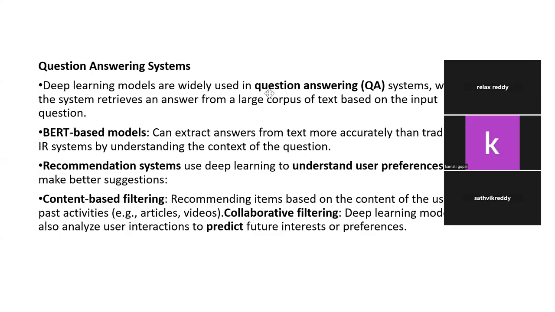Additionally, deep learning powers recommendation systems through content-based filtering, which suggests items based on a user's past activities, and collaborative filtering, which analyzes user interactions to predict future preferences. These advancements make QA and recommendation systems more intuitive. Next slide, please.